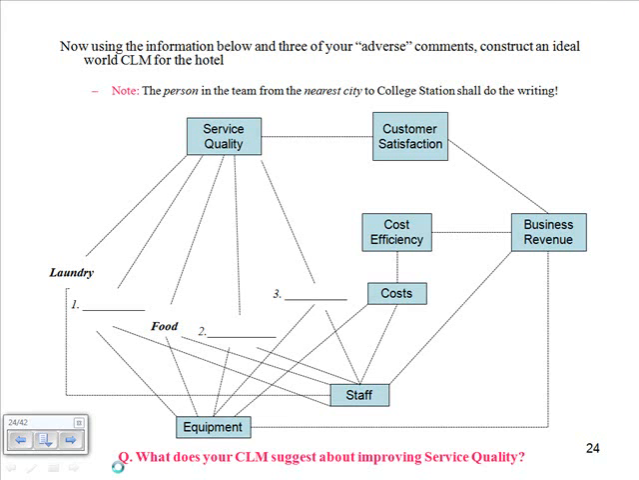So take a look at your causal loop model. What does your causal loop model suggest about improving service quality? Okay, so this is the service quality for the hotel. What should the hotel do in order to improve quality of service? You complained about these things, laundry, food, and 3 other things that you chose. So based on the causal loop model, what suggestions can you provide for improving service quality?